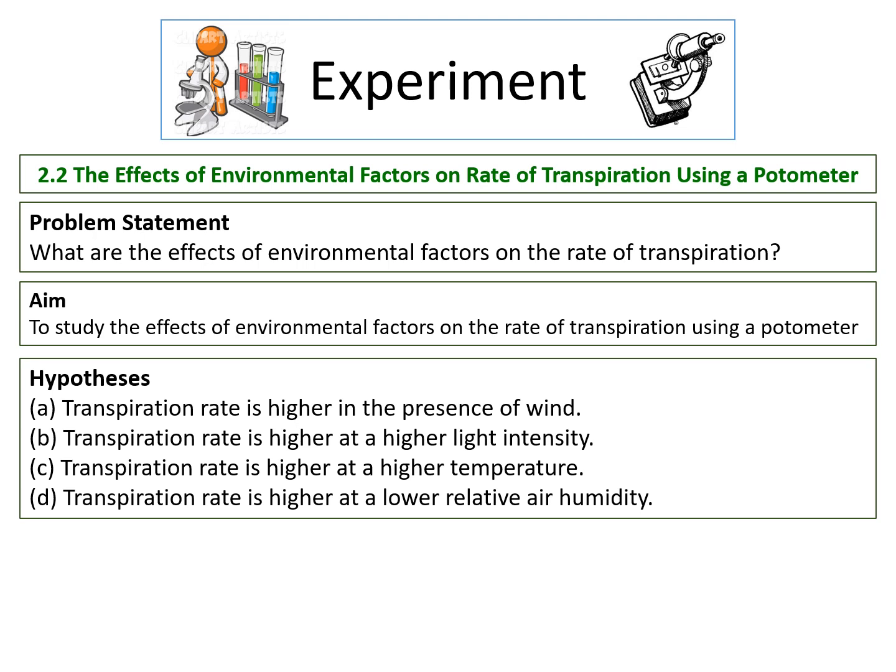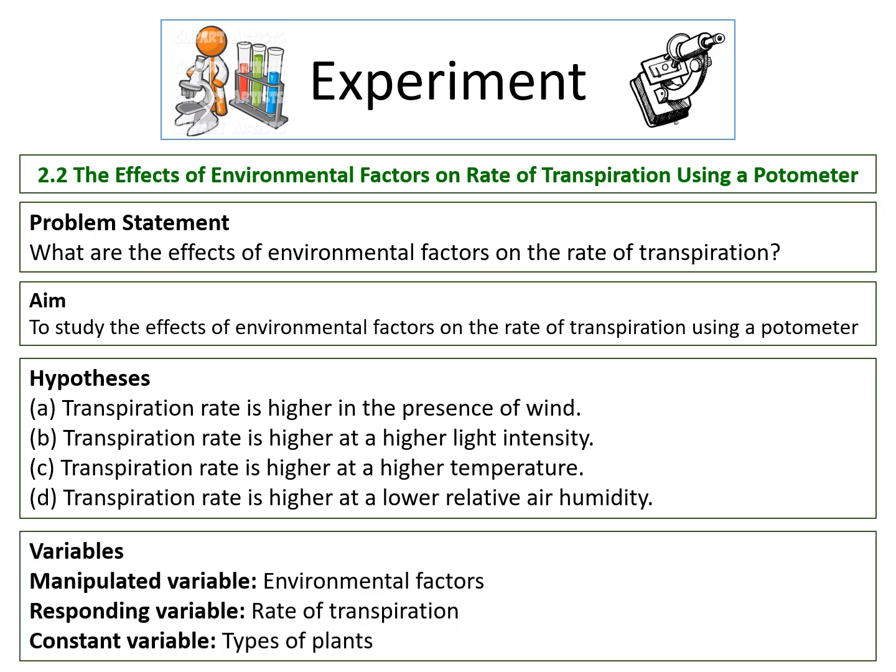So how to prove it? By doing the experiments. The manipulated variable is the environmental factor. So we need to study 4 different environmental factors in these experiments. The responding variable is the rate of transpiration, how environmental factors affect the rate of transpiration. And the last one is the constant variable, type of plants. We need to fix what type of plant we use in this experiment so that we can see how the environmental factor affects the rate of transpiration.